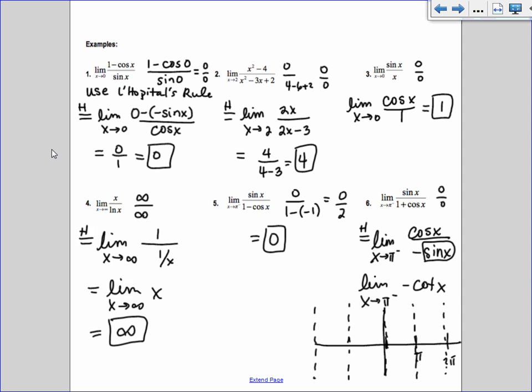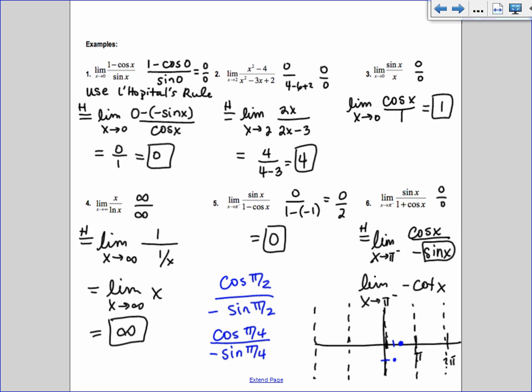Okay, so let's try some different things. Let's try pi over 2. If you try pi over 2, you get cosine of pi over 2 over negative sine of pi over 2. Cosine of pi over 2 is 0, so you get 0. So it's right there, which kind of makes sense. What if you try something smaller, like pi over 4? Cosine of pi over 4 over negative sine of pi over 4. You get square root of 2 over 2 over square root of 2 over 2, but you have a negative on the bottom, so it's negative 1.